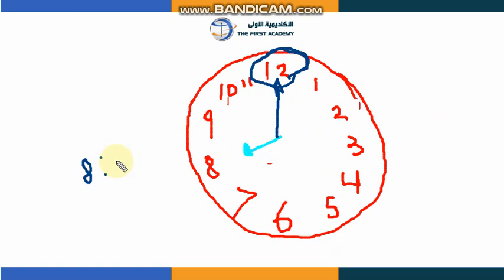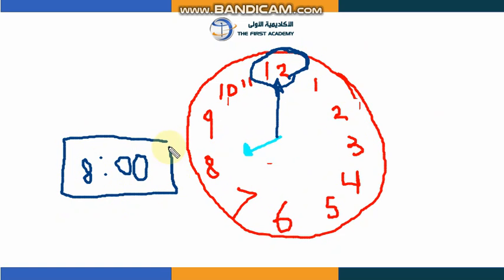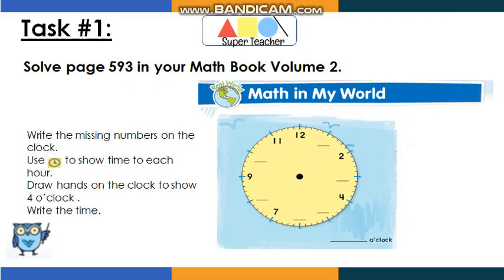Okay, we write the time in this way. So this is the digital clock, and this is the analog clock. Okay, so I want you now, everyone, to open page 593 in your math book, volume 2.